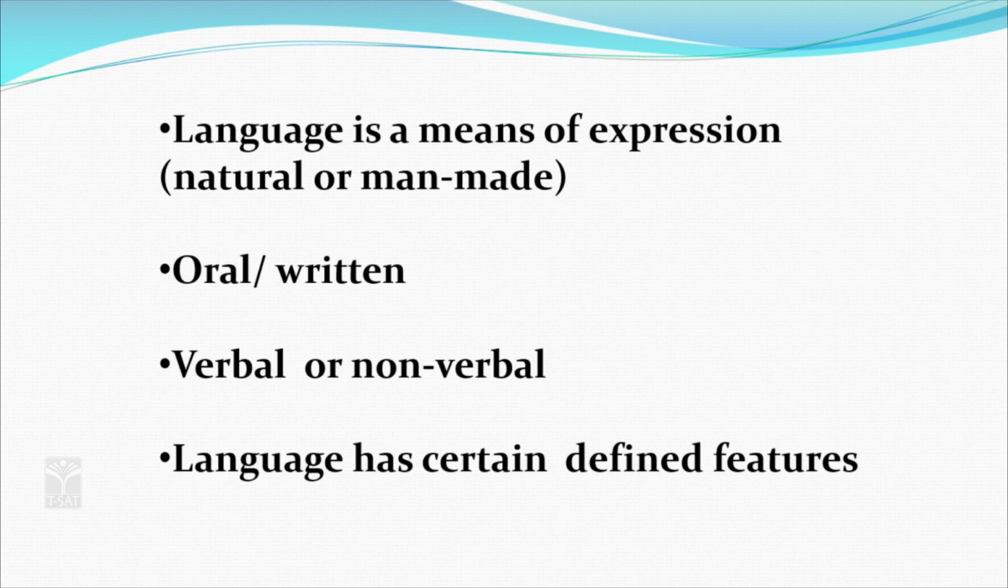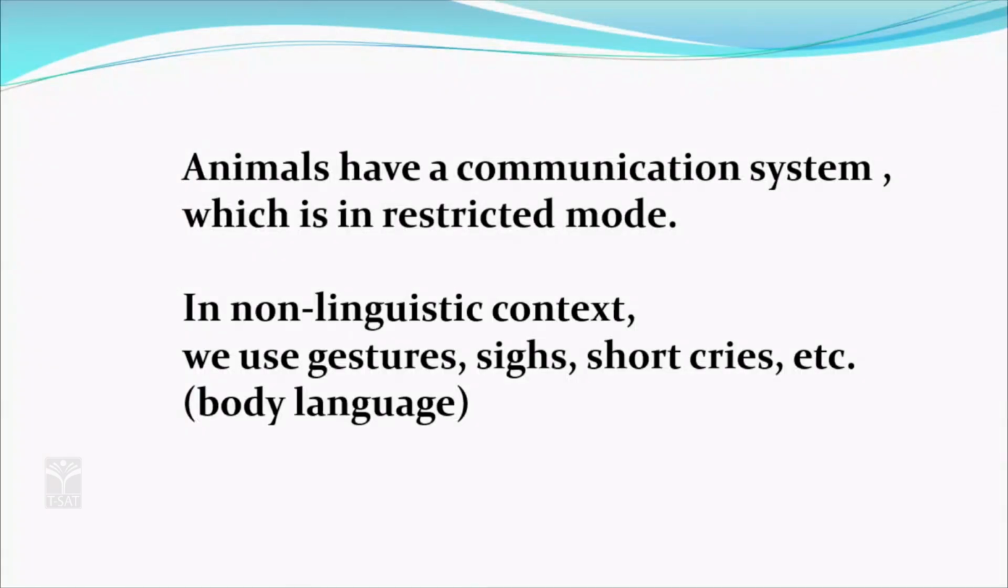So, how can we define a human language, and how is human language different from that of animals and birds? Animals also have language, birds also have language, but do we really call them languages? A defined language has certain features. Let us see them. And animals have a communication system which is in restricted mode.